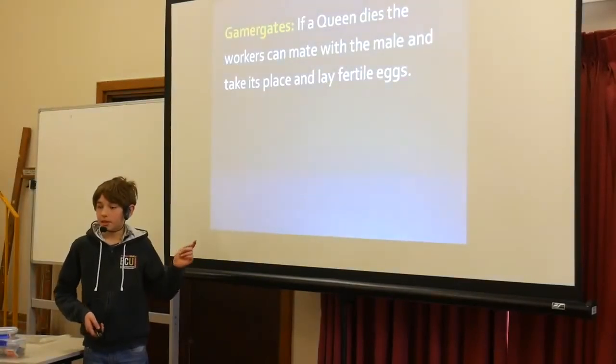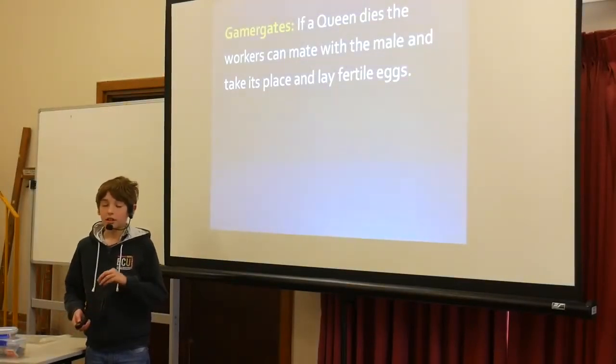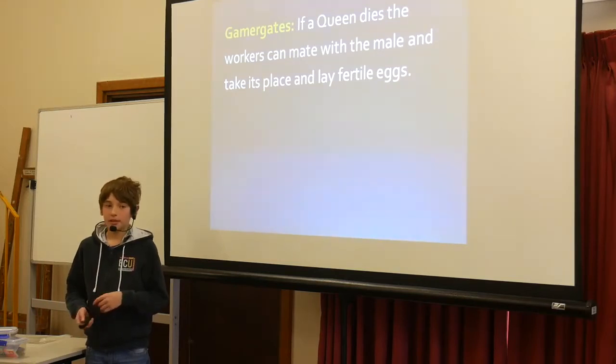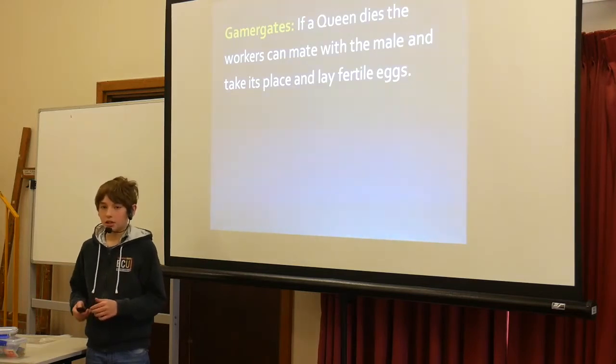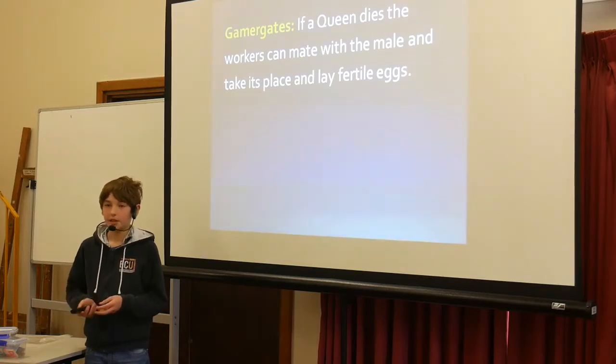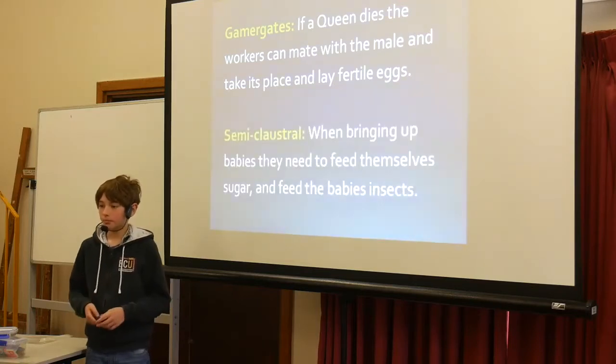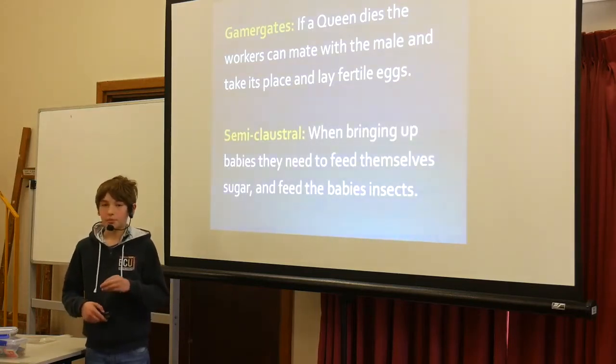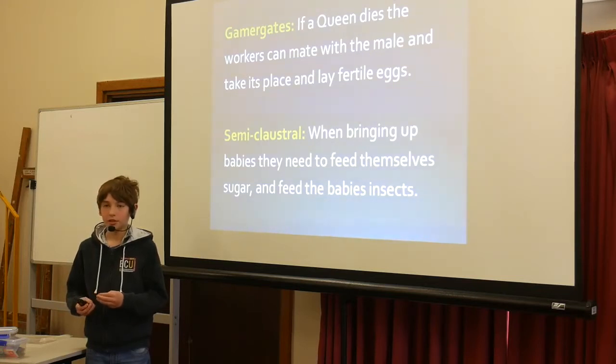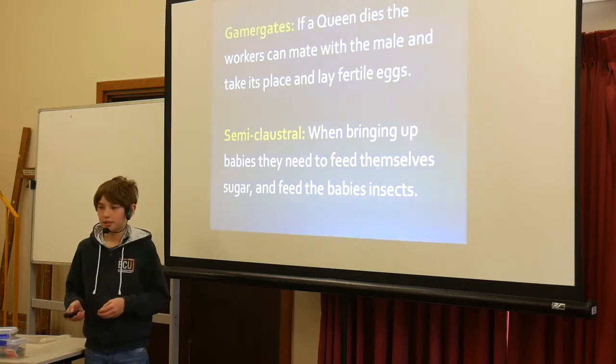Also, gamergate means that if a queen dies in a colony, a worker can mate with a male and take the role of a queen. Ant colonies can also start new colonies like this, so the worker will just be foraging and then she can find a male and start a new colony, taking the role of the queen, just like a different type of life cycle. Also, semiclaustral means when the queen is raising her first young or brood, she has to feed herself and her brood, which I'll go on about later in the life cycle section.